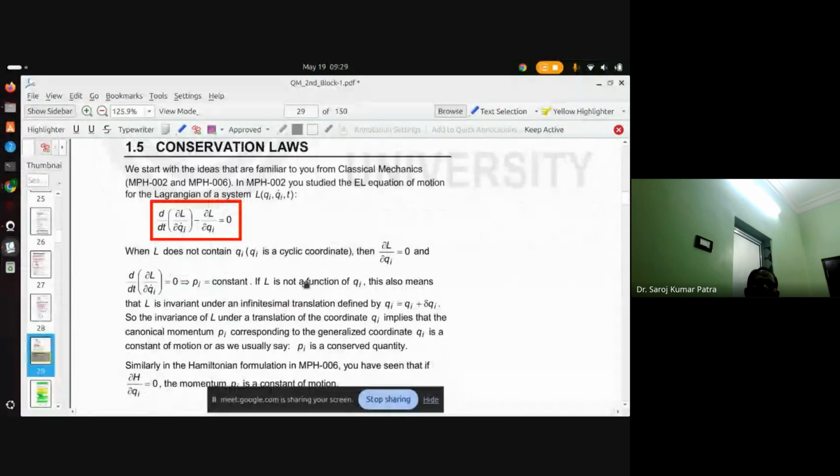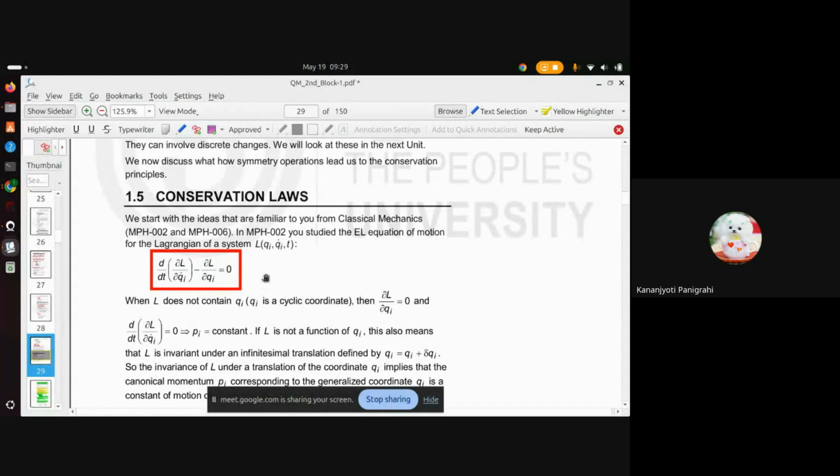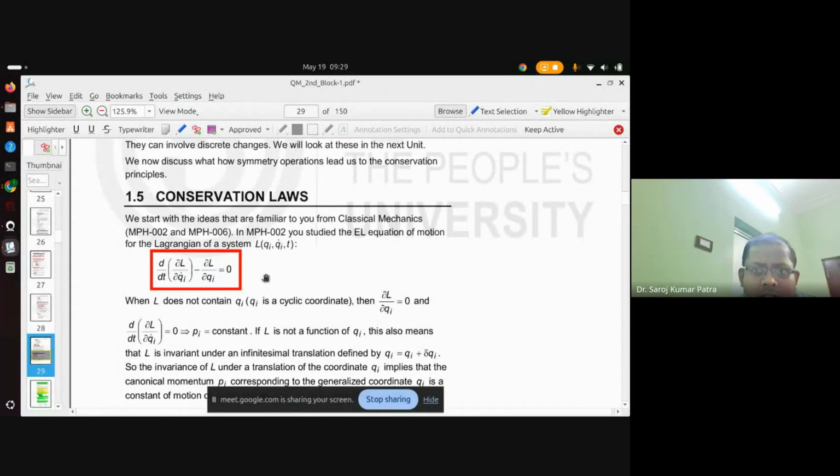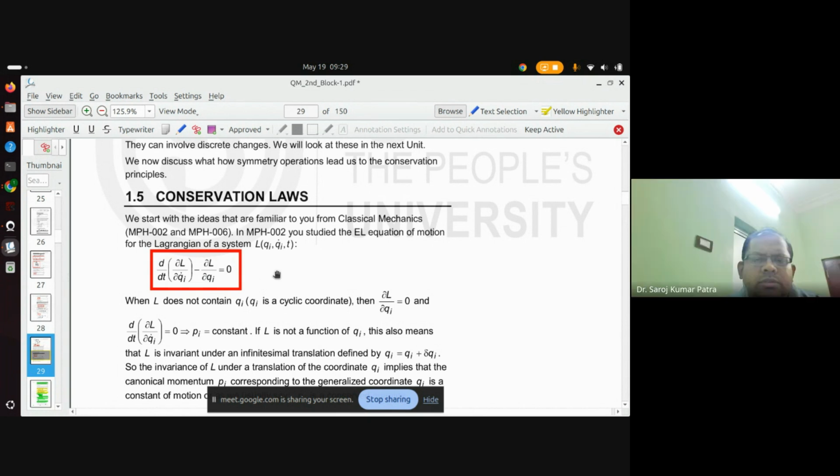Next, we'll talk about conservation laws. So, are you familiar with this equation? It's Lagrange's equation, the Euler-Lagrange equation of motion. You might have covered it in classical mechanics.